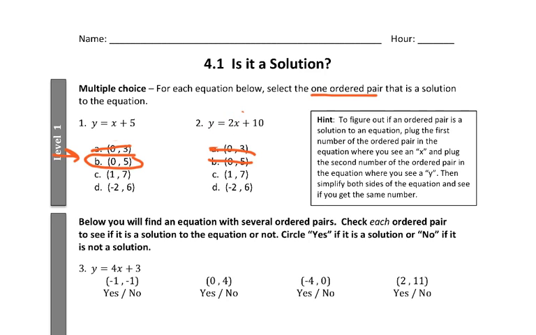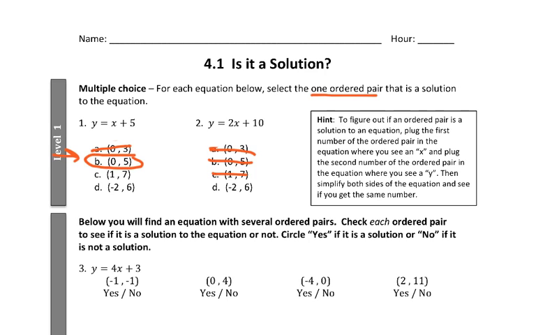Alright, let's go ahead and do a 1 in for X and a 7 in for Y, parentheses around that. 2 times 1 is 2, and 2 plus 10 is 12, and that does not equal 7, so I know that C is not the right answer. Obviously D is the right answer in theory, but let's actually check it, because maybe we made a mistake earlier.